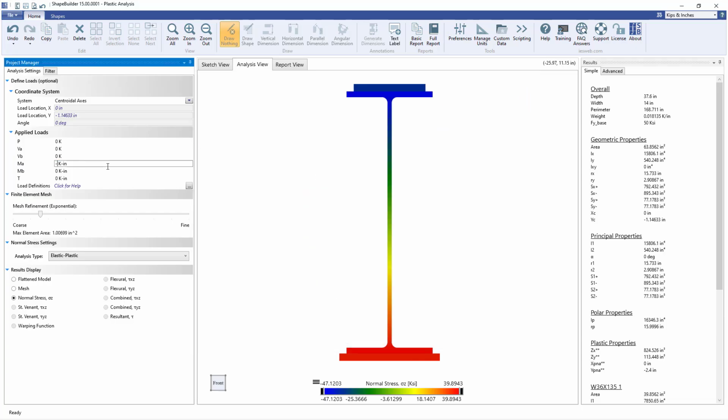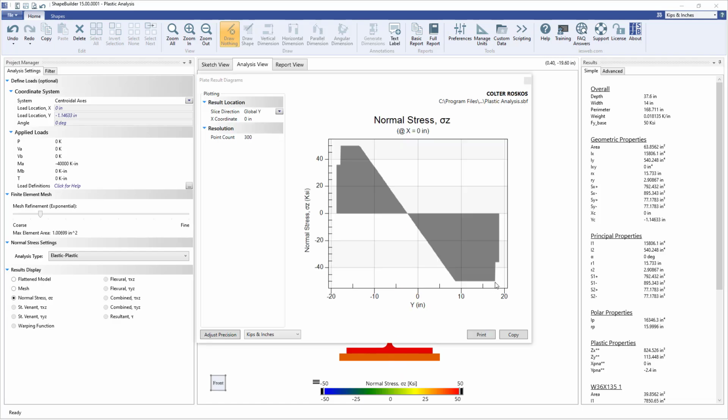Next, let's increase the moment again to negative 40,000 kip-inches. The flanges of the beam have now reached their yield limit of 50 ksi as shown by the normal stress graph. However, the central portion of the web remains elastic as its stresses are still below yield.